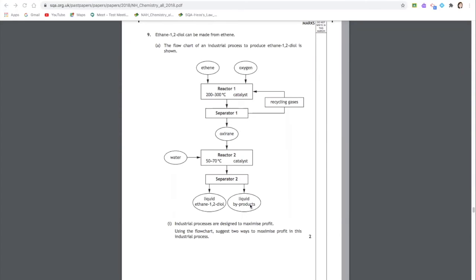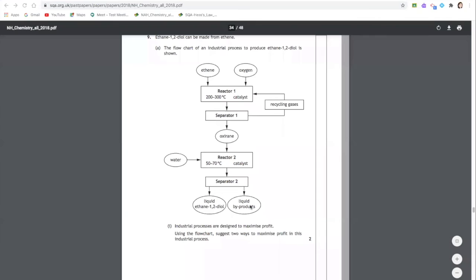So they're already recycling the waste gases, so that's going to be maximizing profit already. They could also sell the liquid byproducts. Anything that's a byproduct means you're not wanting to keep it for your particular reaction, but there could be someone else somewhere in the world that wants it. So you could sell your byproducts.